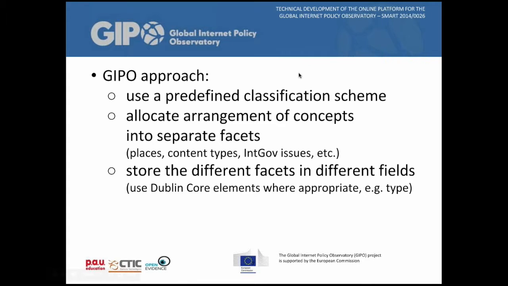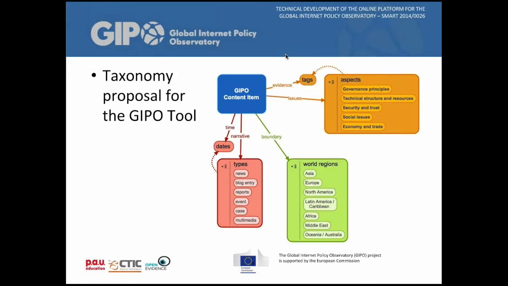We try to use existing vocabularies when there are some, like Dublin Core, for elements that we can, for types of information, like saying if it is a document or an event or a conference. We can use this type of vocabulary, and we could use others if they are at least more or less internationally accepted in the community.